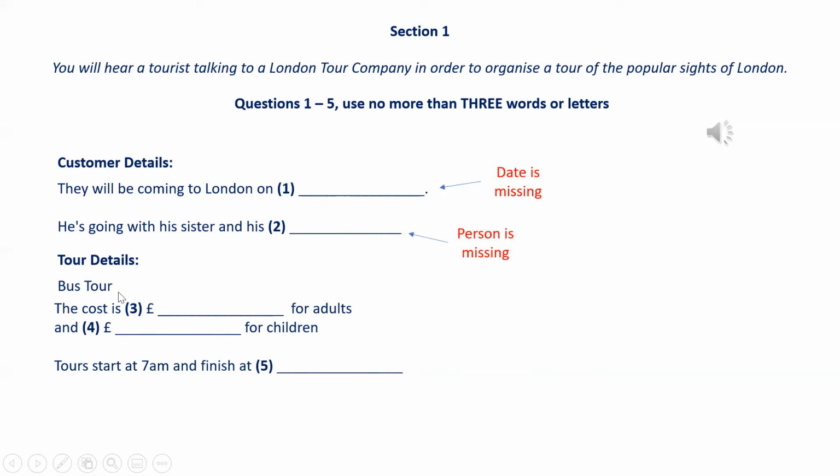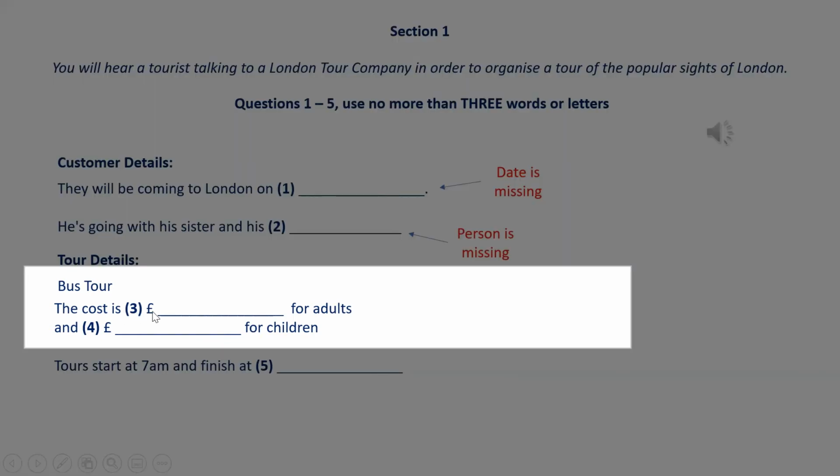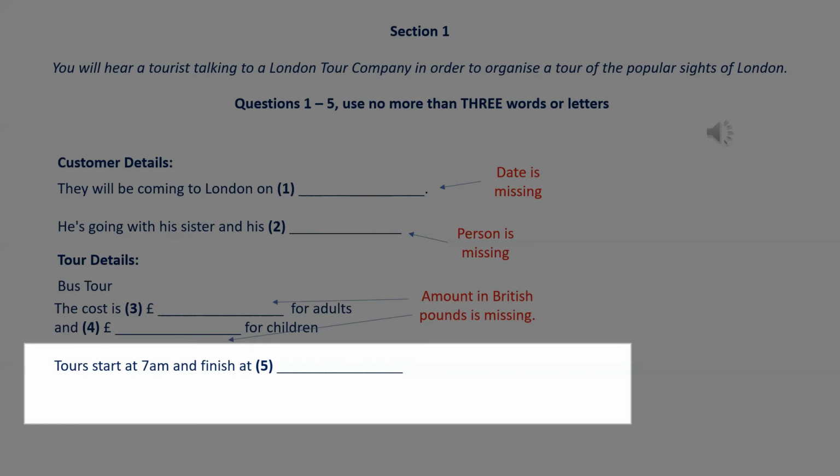Tour details, bus tour. The cost is blank pounds for adults and blank pounds for children. So 3 and 4 are obviously amounts or prices in British pounds that are missing. And number 5, tours start at 7 a.m. and finish at... The preposition means that it's also a time that is missing. So we're looking for a time.